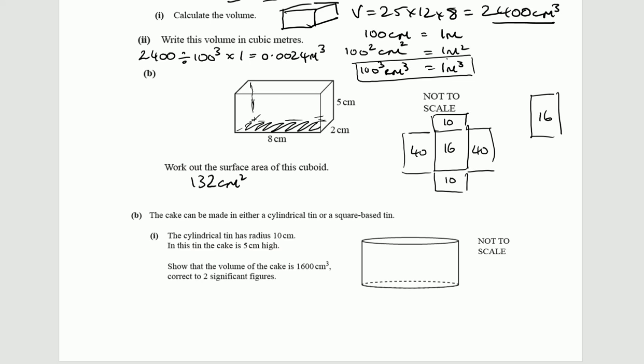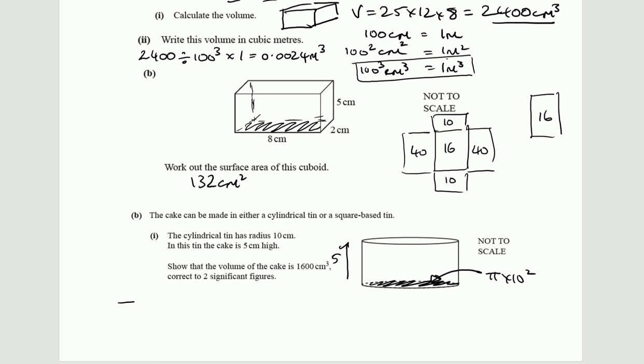Now we have a question about a cake. The cake can be made in either a cylindrical tin or a square-based tin. Our cylindrical tin has a radius of 10 and it's 5 centimeters high in that tin. We want to know what the volume of the cake is, correct to 2 significant figures. So, to work out the volume of a cylinder, I do the area of the circle, which is pi r squared, pi times 10 squared, and then I times it by the height of the thing, or the depth of the thing, which is 5 centimeters.